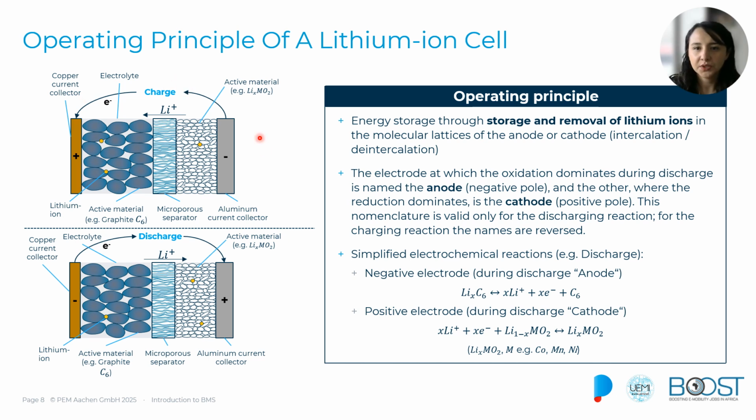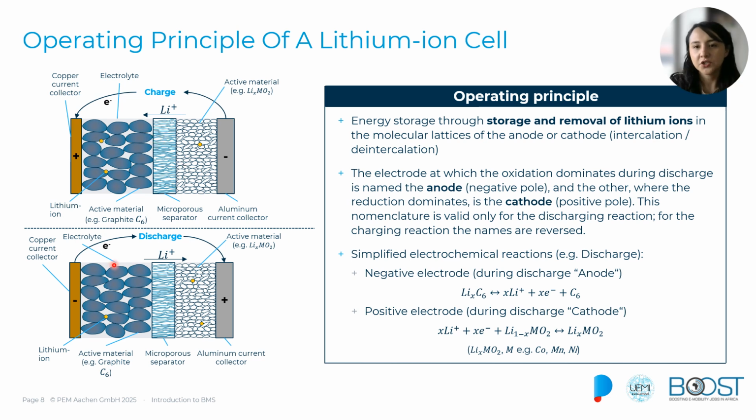Specifically, to see how it works, during charging, that is the first plot that we see over here, the energy is supplied to the cells by means of this external circuit. This energy drives the lithium ions from the cathode to the anode. So it's the movement that is represented by this arrow on top of the separator.